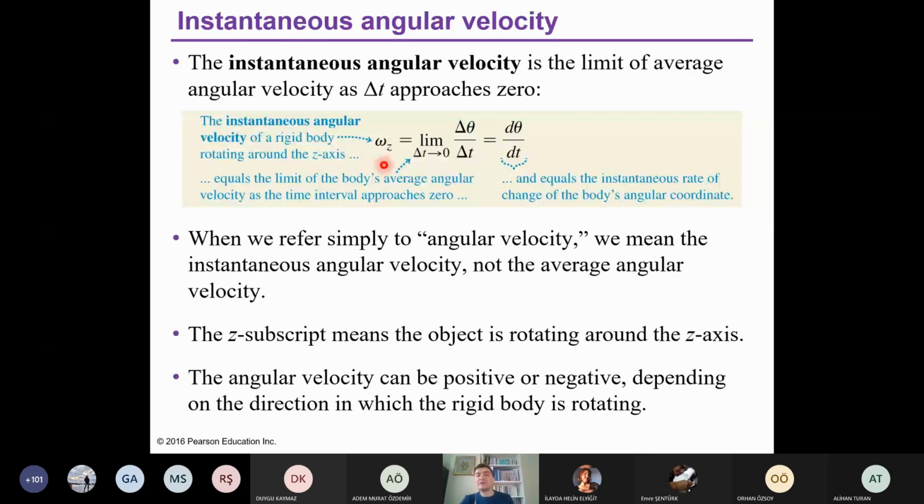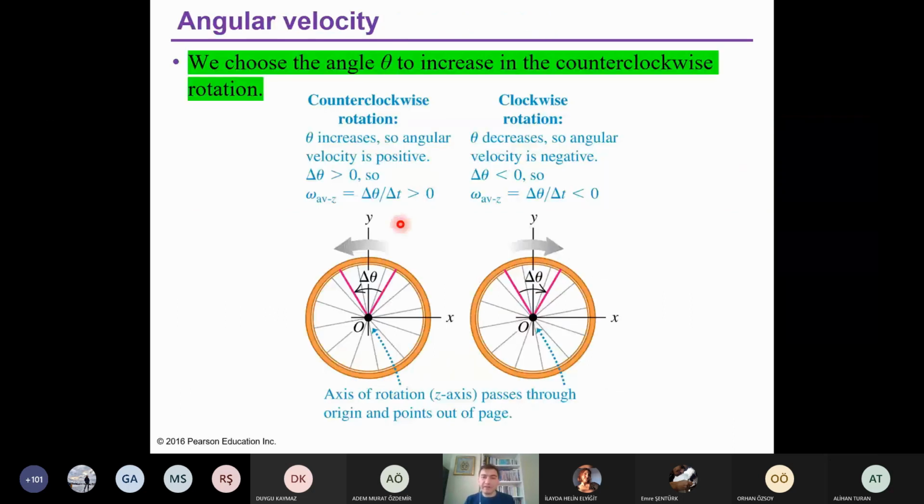And what about the sign of this angular velocity? It can be positive, it can be negative, depending on the direction of the rotation. We will also talk about this. So now, let's talk about the positive and negative angular velocity. In order to determine the direction or sign of the angular velocity, you have to know the direction of the rotation.